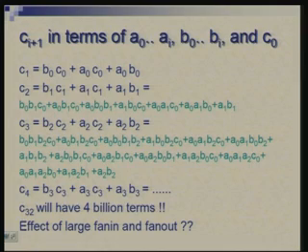Similarly, there will be large fan out for at least the primary inputs. You would notice that there are after all 32 A inputs, 32 B inputs, and a C0. All these will be appearing in so many different terms, 4 billion terms. So, there will be a lot of fan out as far as the primary inputs, the Ai's and Bi's, are concerned. So, it is an unworkable circuit.